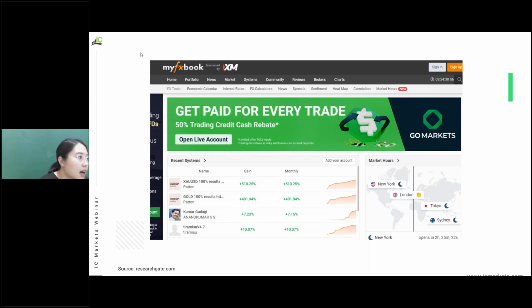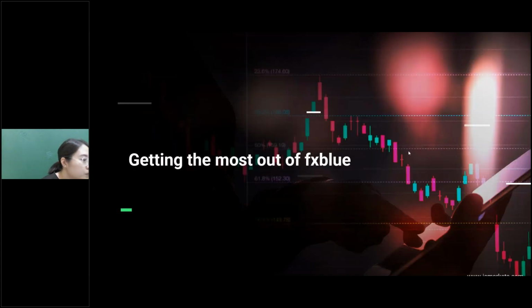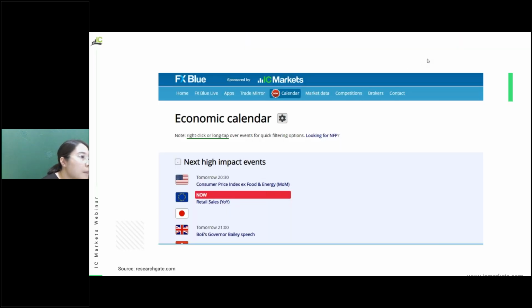So that's My Forex Book. Other than that, we're going to move on to getting more out of FX Blue. FX Blue is the one that I use more often, that's why I'm going to talk more about this. My Forex Book is good as well. They're both equally good actually, at least that's what I heard from Des. Okay, so this is what FX Blue would look like.